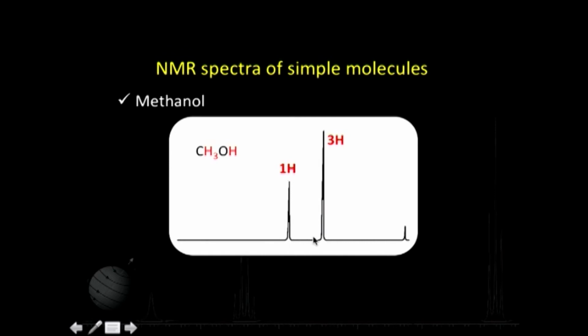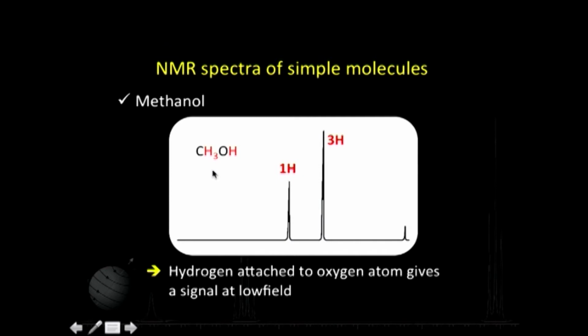What you find is that there are 2 signals. We talked about this earlier also. These 2 signals tell me that there are 2 different types of protons. This signal is because of one proton, the OH proton of the hydroxy group, whereas the 3-proton signal is because of the terminal methyl. So, the hydrogen attached to the oxygen atom gives a signal at low field. That is one rule of thumb: any proton which is linked directly to an electronegative atom will come downfield. That is one thing we have to learn.